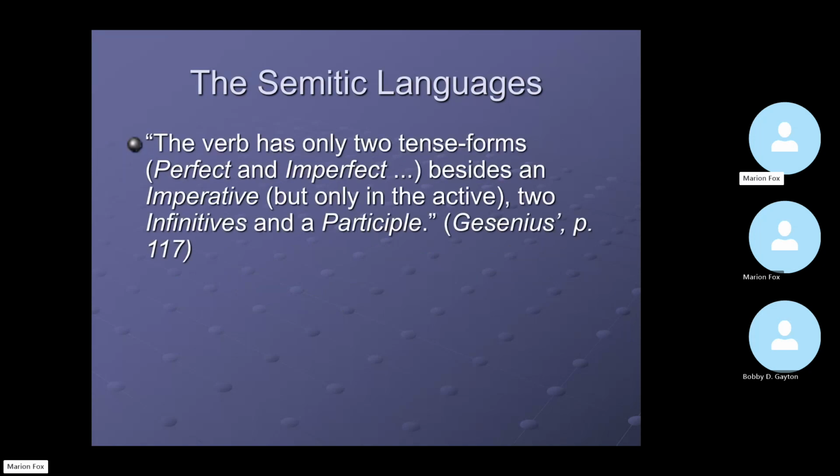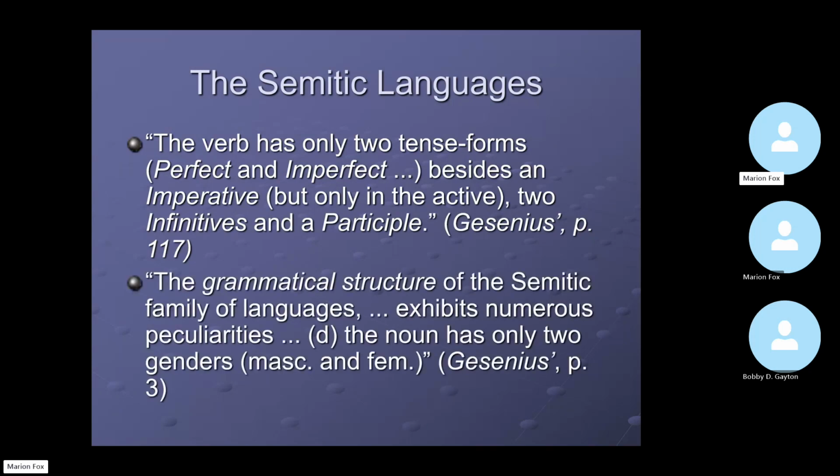The verb has 2 tense forms, perfect and imperfect, besides an imperative, but only in the active voice. There are 2 infinitives and a participle. And the Hebrew verbs have gender. There are only 2 genders in the Hebrew language, masculine and feminine. There's no neuter gender. The grammatical structure of the Semitic family of languages exhibits numerous peculiarities. The noun only has 2 genders, masculine and feminine, so we do not have a neuter gender.